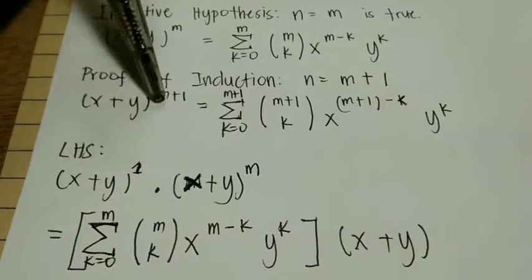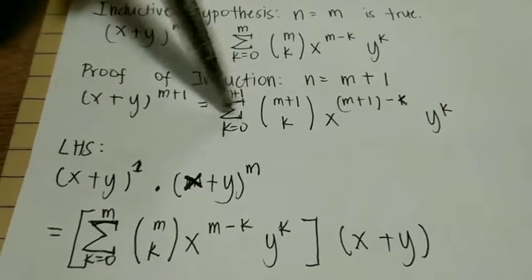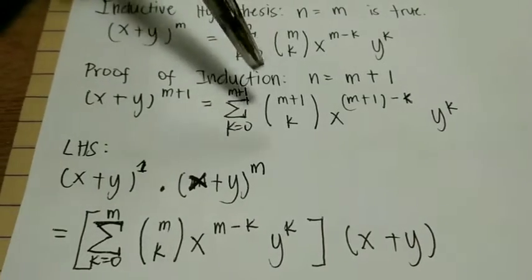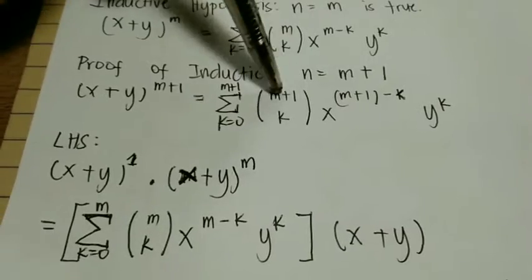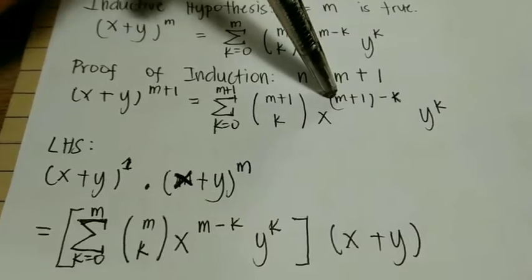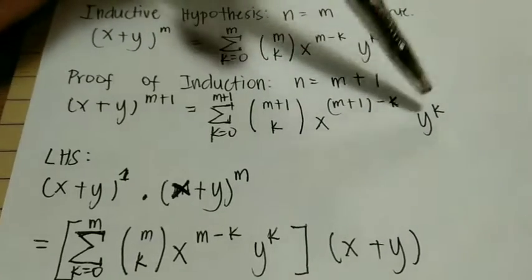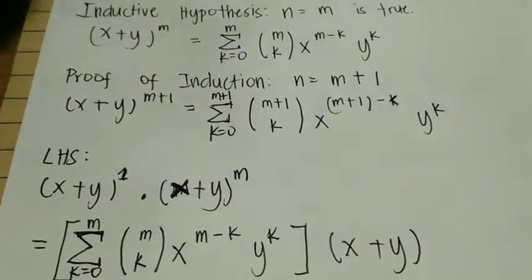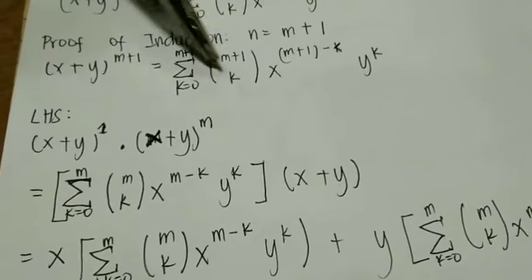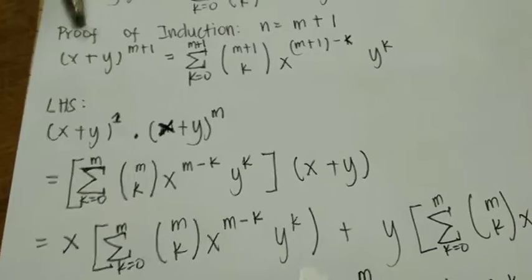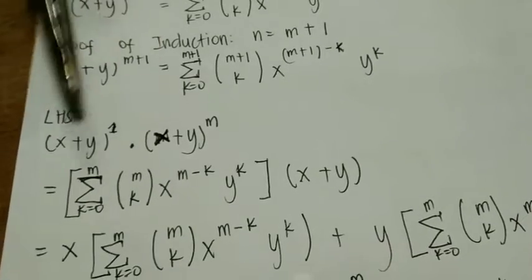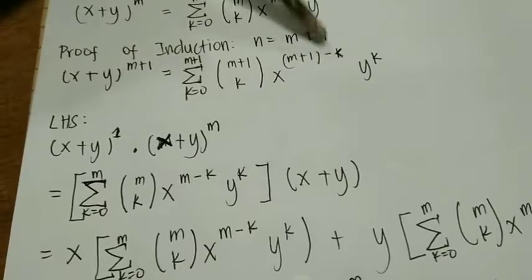So (x + y) to the power of m plus 1 is equal to the summation of k equals 0 to m plus 1 of m plus 1 taken by k, where x is to the power of m plus 1 minus k and y to the power of k. So the right hand side is already fine. What we need to figure out is the left hand side, which is (x + y) to the power of m plus 1, so that it becomes equal to the right hand side.